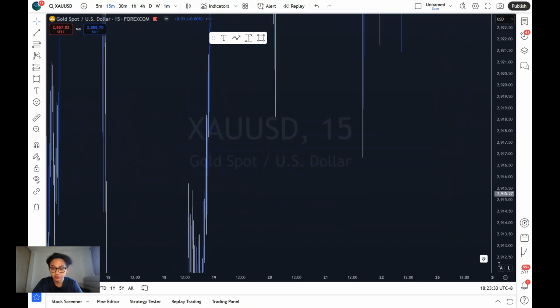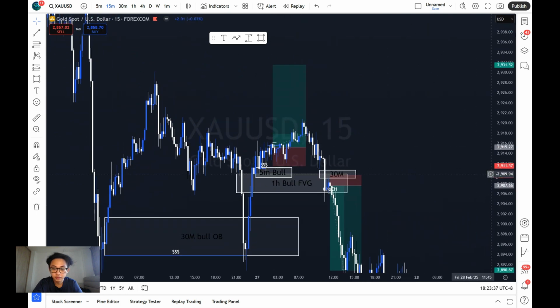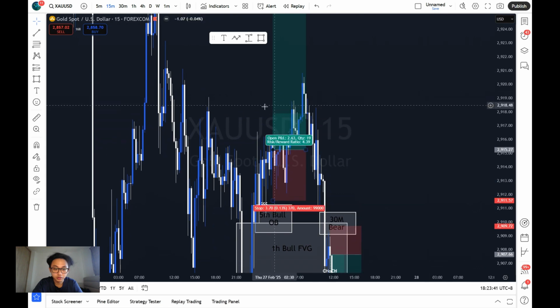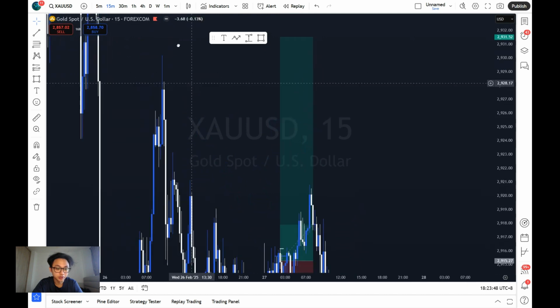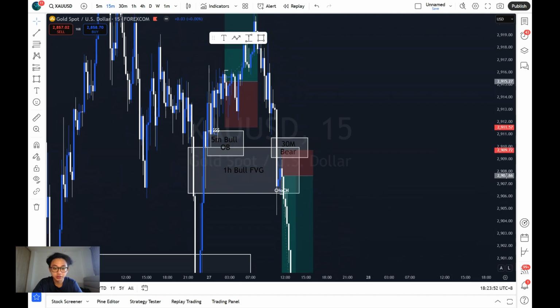So on the 15 minute, you can see that I guess price only wanted to sweep liquidity here up to here, and not up to this point or this point. And afterwards, it dumped all the way down.